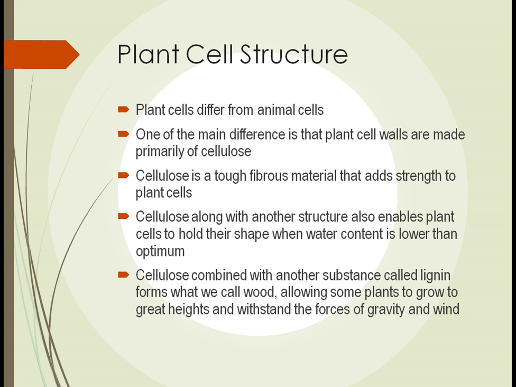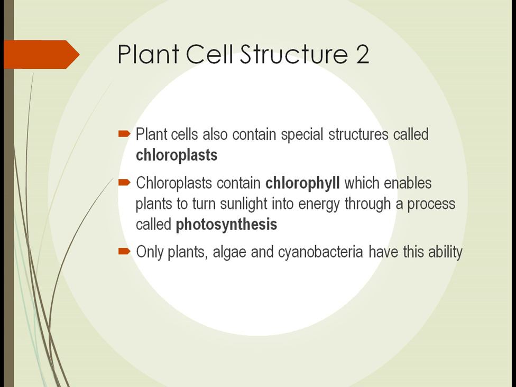Cellulose combined with lignin forms a material that we refer to as wood. That allows some plants to grow to great heights and withstand the forces of gravity and wind, plants that we call trees. Any woody type plant, including shrubs and vines, though, will contain lignin as well as cellulose.